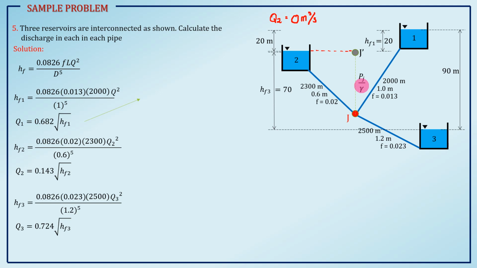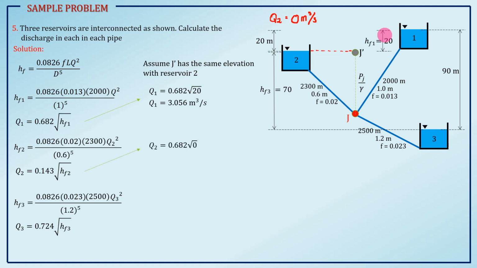So, let's solve for Q1. This is to check, guys, what our flow will be. So, Q1 is equal to 0.682 square root of 20, your HF1. So, Q1 is 3.056 cubic meters per second. Then, Q2, you know that, is 0, because that is the assumption you made. You assume that Q2 is equal to 0 and also assume that J prime is at the same elevation as our reservoir 2. Then, compute Q3.